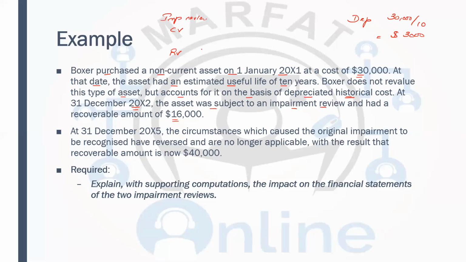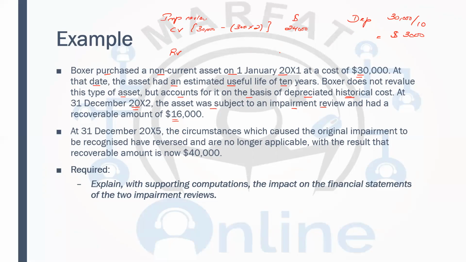So the depreciation will be deducted and you will get the carrying value. Okay, 30,000 is the cost. Now you need to deduct the 2-year depreciation. So $3,000 per year into 2 gives you 6,000. So 30,000 minus 6,000, the carrying value should be 24,000.